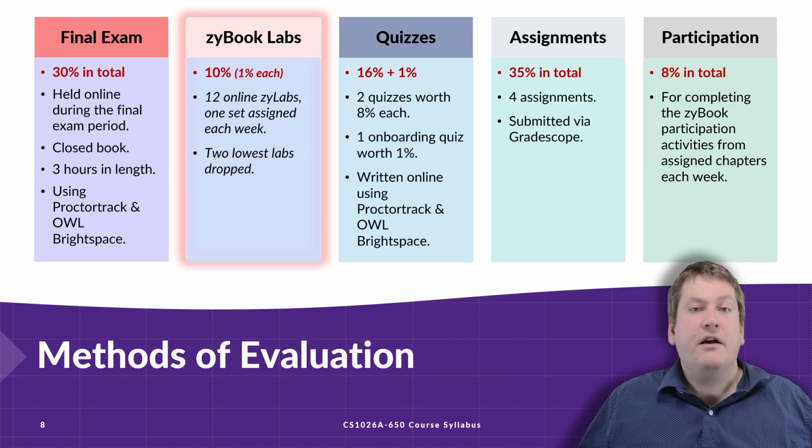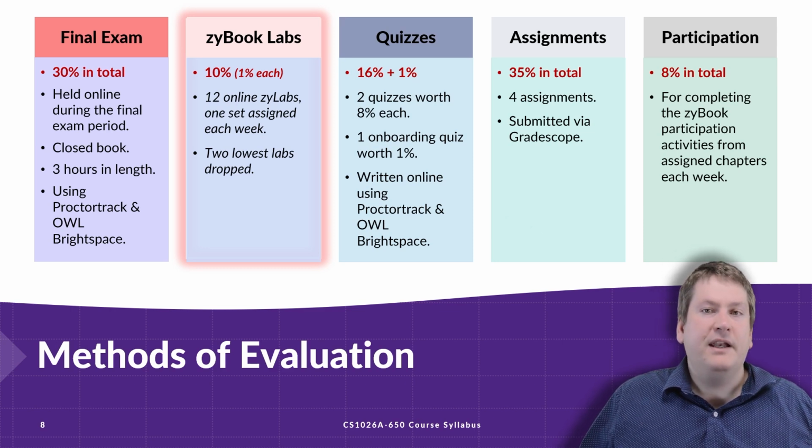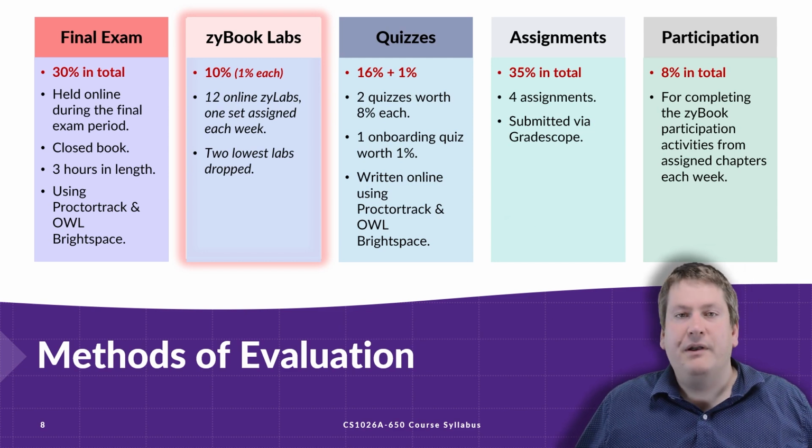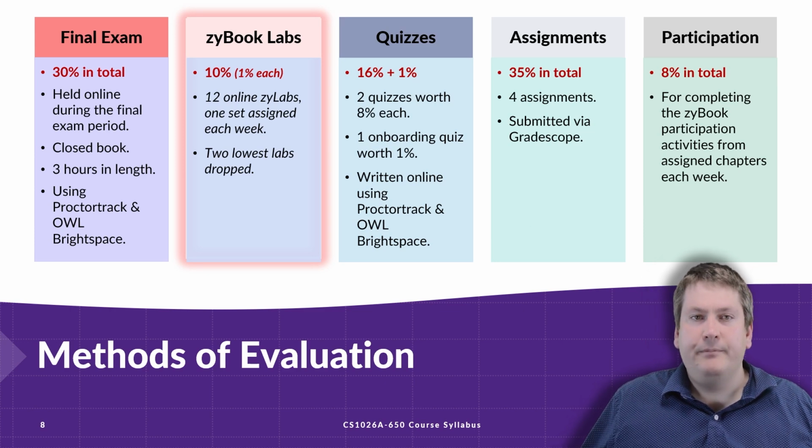The next component are the zyBook labs. These are worth 1% each, or 10% in total. There'll be 12 labs assigned that will involve completing a set of zyLabs from your zyBook every week. The 2 lowest lab marks will be dropped, and the time you have to submit each lab is a little bit flexible. We'll talk about that in a bit.